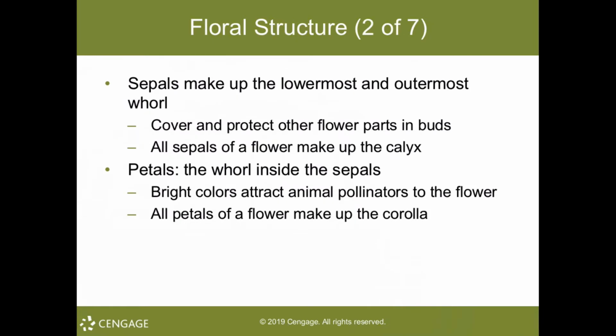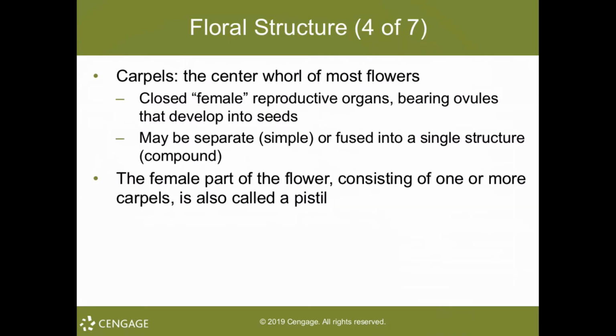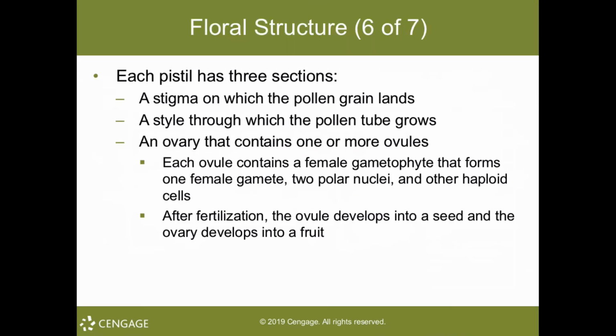Sepals, they make up that outermost whorl. And as I say it this way, those sepals in function cover and protect the flower parts when that flower is a bud, as it's developing. So as the flower opens, the sepals fold back to reveal those conspicuous petals. So all of the sepals together are known as the calyx. All those sepals wholly are known as the calyx.